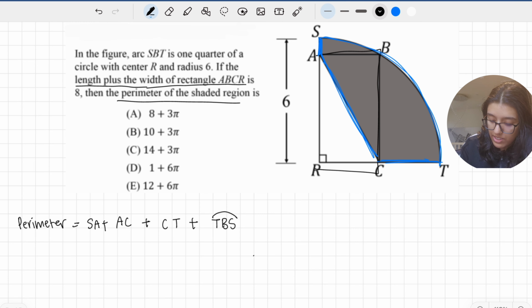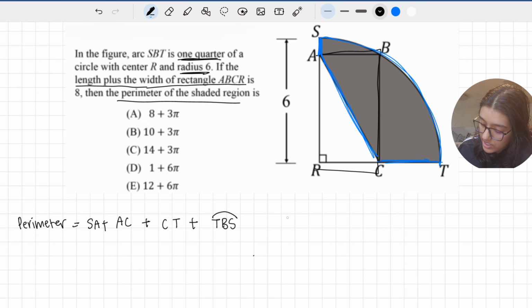So now this is essentially what the perimeter is without numbers. Just looking at the figure, this is what we got. Now let us see how we can incorporate some numbers into this. So first off, I see that it says arc TBS, and in the problem it also says that the radius is 6. So if we know the radius and we know that it is 1/4 of a full circle, then we can find out the length of arc TBS. How can we find that out?